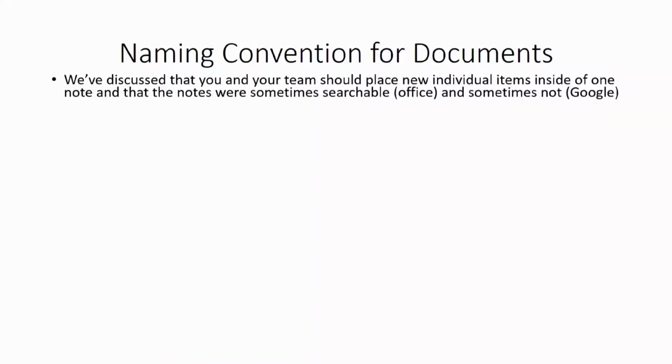Now in this video, we're going to be discussing using a naming convention for documents and files that you upload into Evernote in the team shared space. We've already discussed the fact that you and your team should place individual items inside of one particular note, and that those notes were sometimes searchable in the case of an Office document, and sometimes they weren't in the case of a Google document.